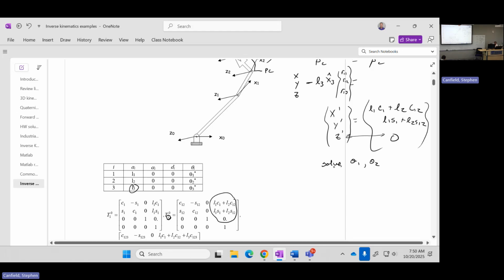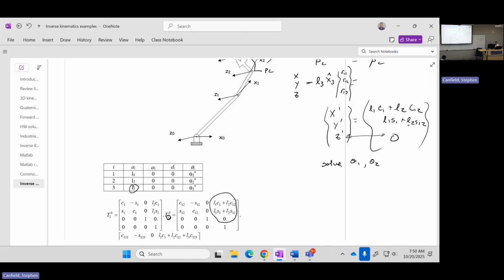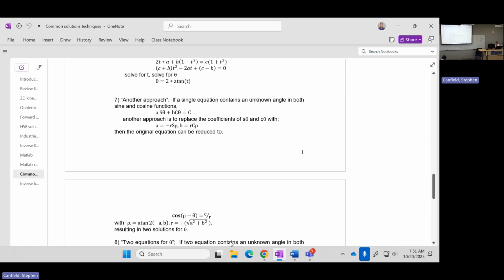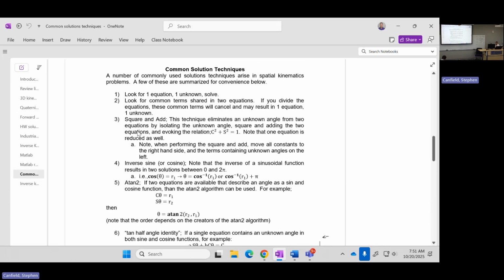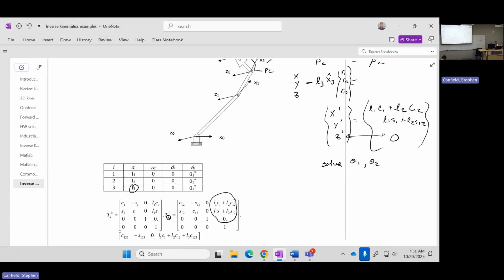Let's do that. I'll jump over to my common solution techniques. Look for any one equation, one unknown. I don't see that. I've got 2 equations tucked in with unknowns of both theta 1 and theta 2. Kind of complicated there. I don't see an easy solution. So on common solution technique number 3, I said square and add. So let's go ahead and try the square and add approach.